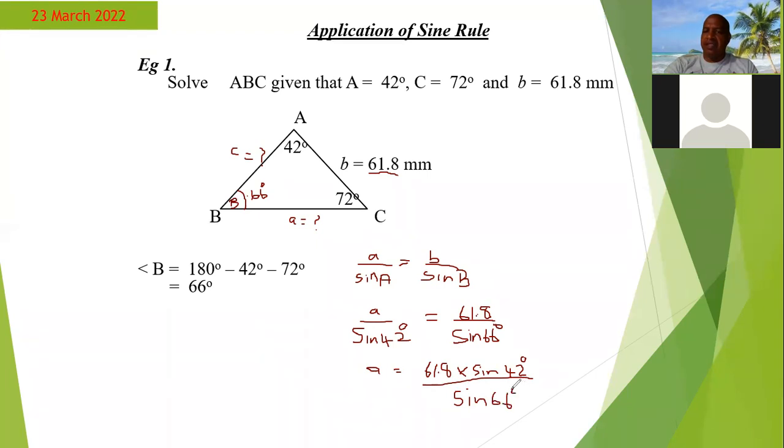Now, once you have done this arrangement, this is pretty much a one-shot calculation. So what you do, find the sine of 42, then you times it by 61.8. Then you divide what you get by sine of 66. You can do that in one shot with a calculator. But if you are not comfortable doing it with the one shot, find the sine of these values first, put them in, then do the calculation. So can somebody do that and tell me what you get for your answer?